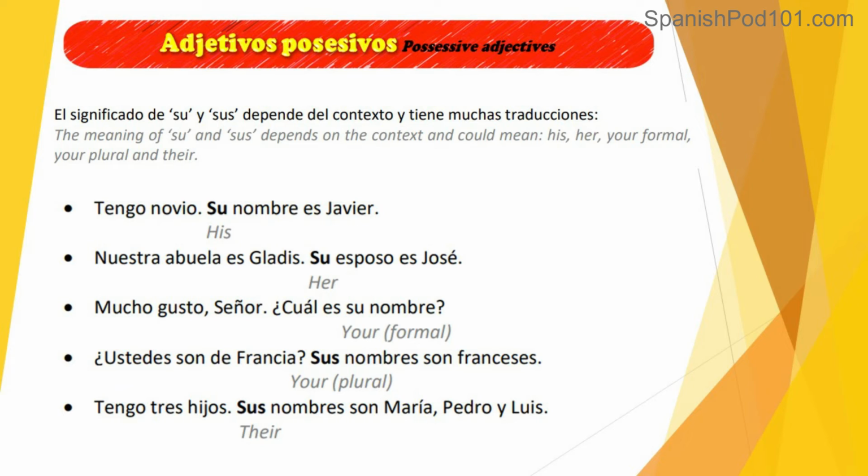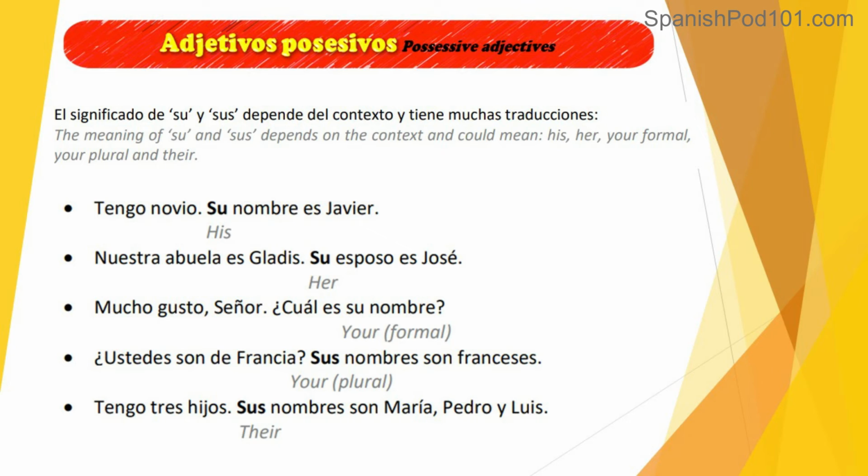Let's have a look at another example. Nuestra abuela es Gladys. Su esposo es José. What do you think su means here? Our grandmother is Gladys, and then we're talking about her husband. Yes, so we're gonna say her husband is José. Mucho gusto, señor. ¿Cuál es su nombre? What do you think su means here? Nice to meet you, sir. What is your name? And this is a formal situation.